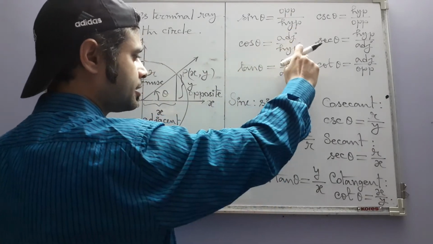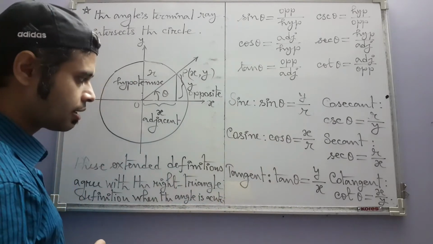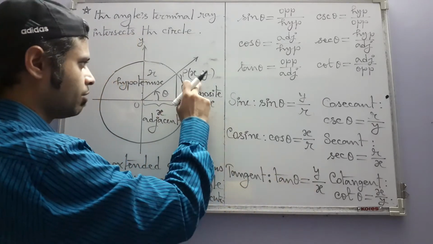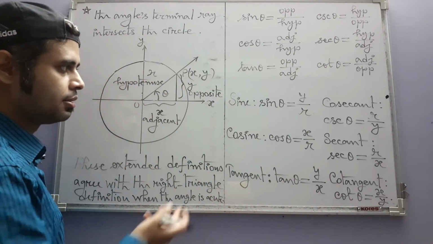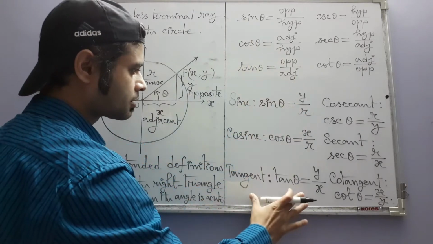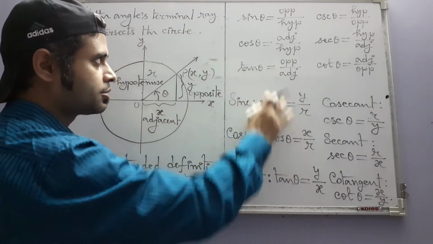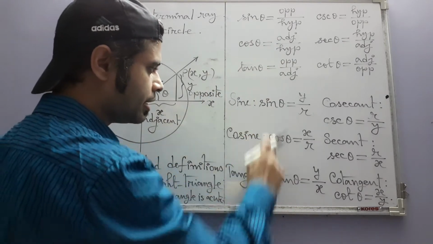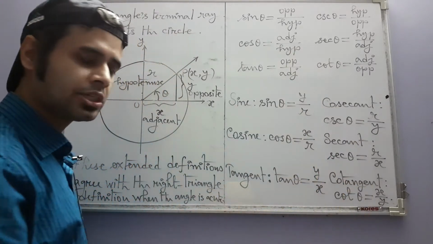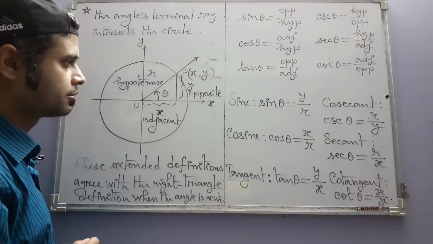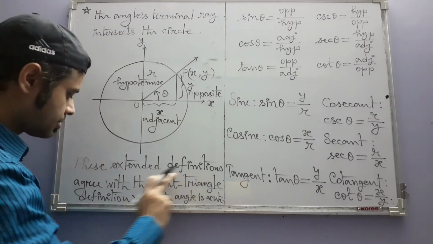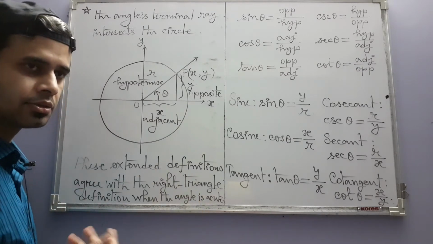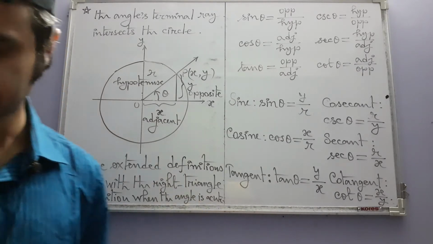Cos theta is adjacent divided by hypotenuse, x divided by r, and tan theta is opposite divided by adjacent, y divided by x. So yes, these functions in the first column are actually extensions of the original ones, because they match when theta is acute, and because they match, the reciprocals will also automatically match the corresponding reciprocals. So these extended definitions agree with the right angled definition when the angle is acute. So that means we have understood this part.